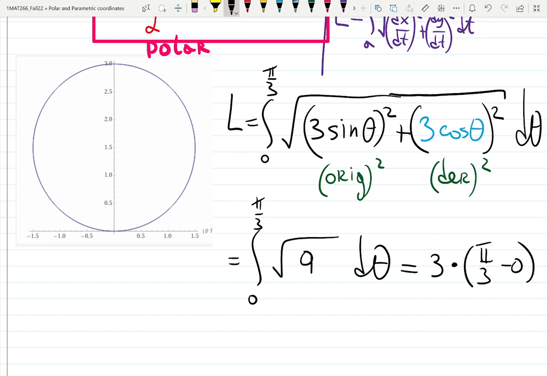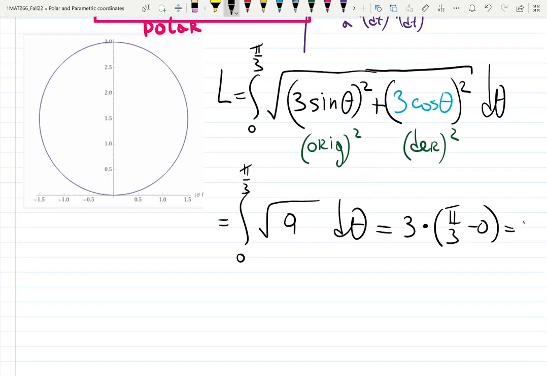Or you can actually solve it. It will be 3 theta, evaluated from 0 to pi over 3, which gives you pi minus 0. So it is just pi. The length of this curve is just pi, which is 3.14159 and so on. So it is some number, pi units. Here's a picture for you.